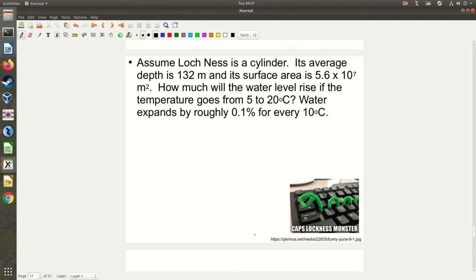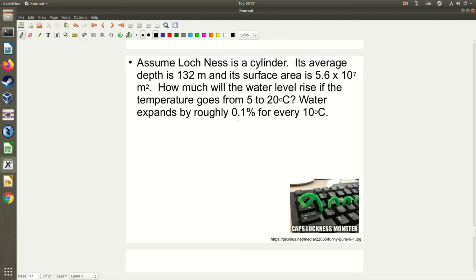How much will the water level rise if the temperature goes from 5 to 20? Water expands by roughly 0.1% for every 10 degrees Celsius. It's actually a little bit less than that. So these are reasonable numbers from the winter to the summer, so this is actually somewhat close to how much it actually expands and contracts. So we'll figure that out.